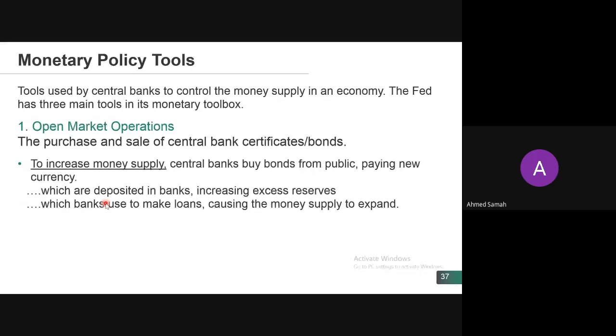from the public. When they buy the securities, they pay using new currency. For example, they will pay the commercial banks with new currency. Because of that, there will be new deposits created in the banks. With these new deposits, banks will now have more excess reserves which they can use to make loans. When they make loans using these new deposits, they are creating money, so the money supply is expanding.